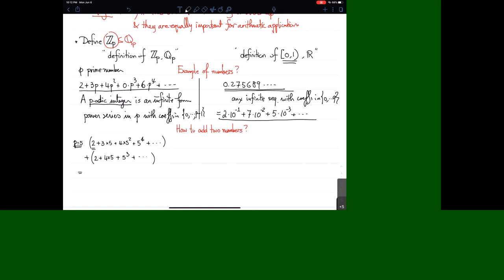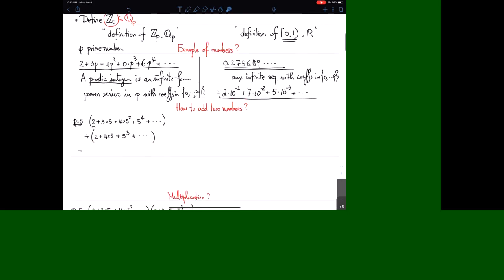So let's say I took 2 plus 3 times 5 plus 4 times 5 squared plus, say, 5 fourth, and so on and so forth. And then I want to add another number which looks similar, 2 plus 4 times 5 and so on. And how do I add them together?